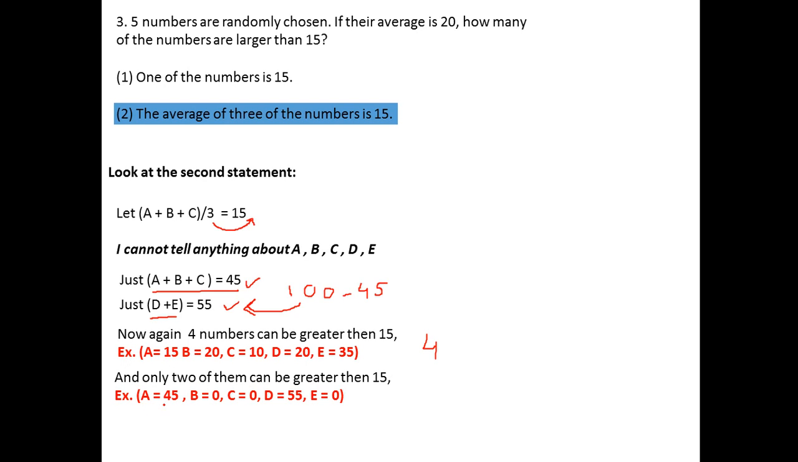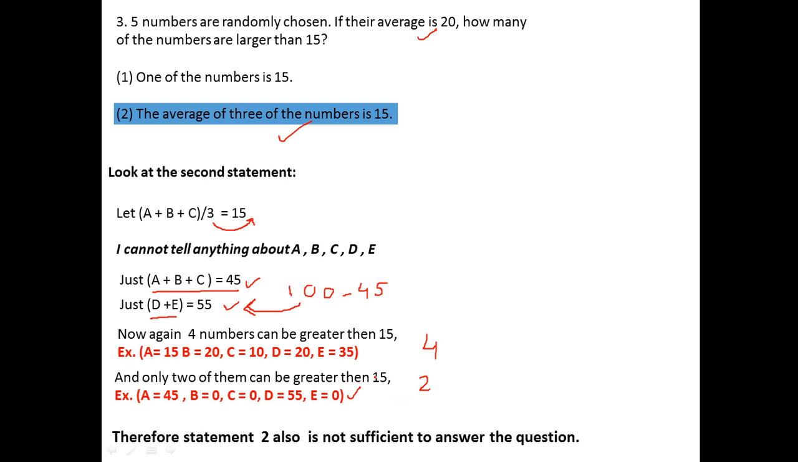And only 2 of them can also be greater than 15. For example, take these values. A is equal to 45, B, C 0, D is equal to 55, and E is equal to 0. Again, this satisfies my second statement, satisfies my question statement, and here only two numbers are greater than 15. So again, I cannot say by statement 2 how many numbers are larger than 15. So statement 2 alone is also not sufficient to answer the question.